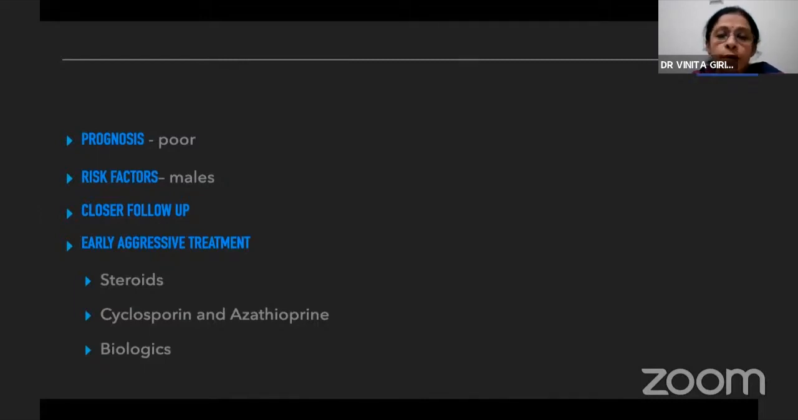We should have had a closer follow-up, but considering the circumstances, it was difficult. If we had a closer follow-up, we would have been able to pick up recurrence in him earlier, and we could have started aggressive treatment.